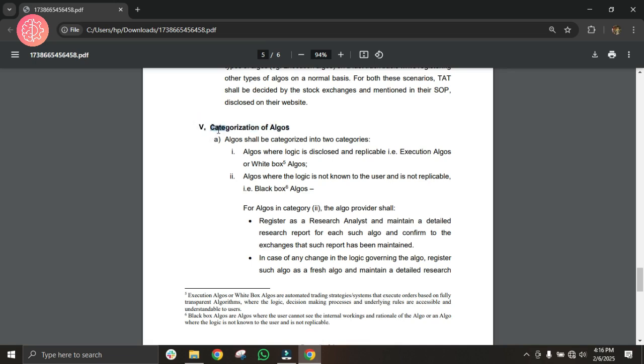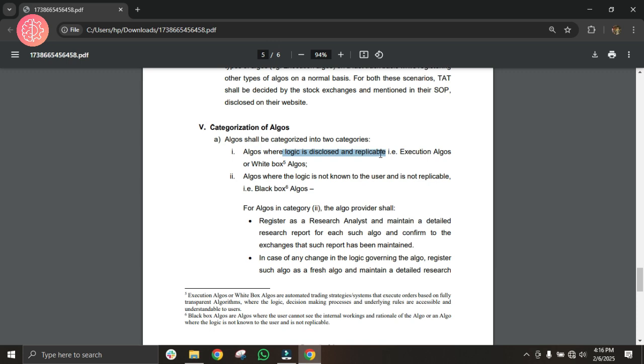Another point that was mentioned in the circular is that SEBI is now clearly categorizing two different types of algo strategies: white box algos and black box algos. White box algos are somewhat like the algos that you, the end user, have created. Whatever algos you have created, you know the logic being implemented by that algo. So these algos are fully transparent, and the end user knows exactly when a trade is going to be fired, because that algo has been created by that specific user. That would be categorized as a white box algo.